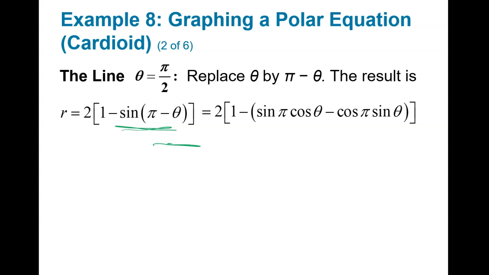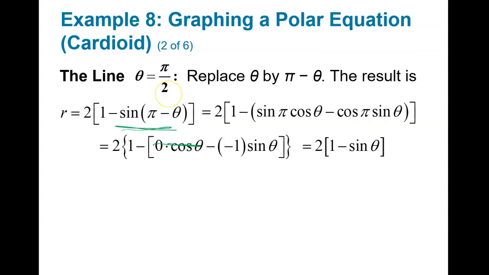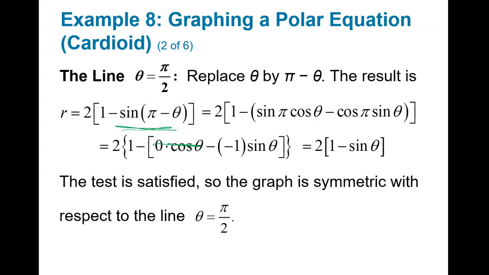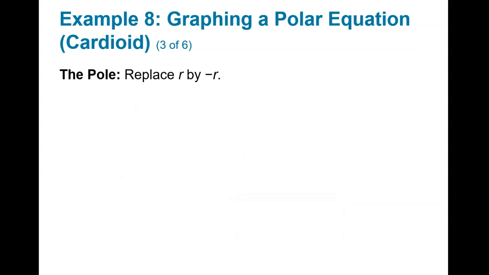So because we're back to, again, there's what we started with, 2 times 1 minus sine. And after we did all that math, we ended up with 2 times 1 minus sine. So we are back to what we started with. So we do have symmetry with respect to the line theta equals pi over 2, the y-axis. But we saw that with the graph.